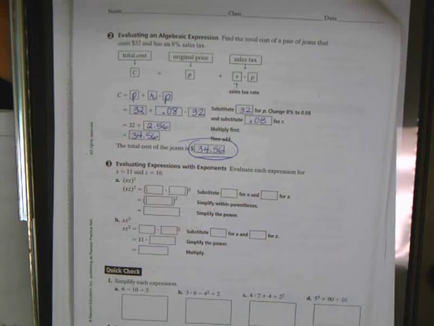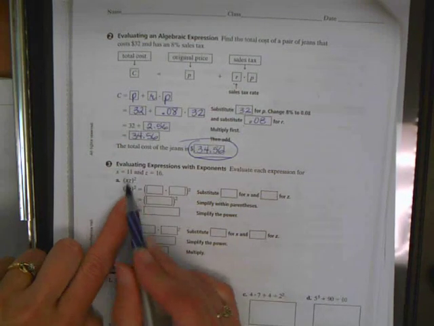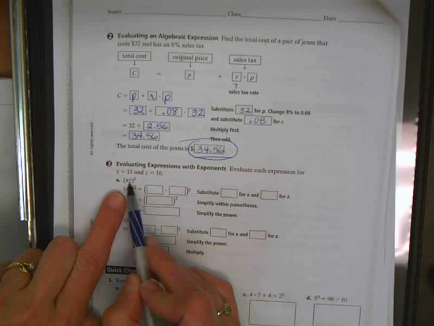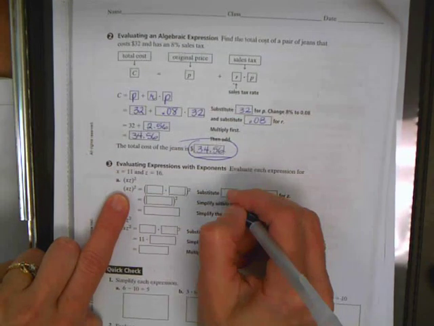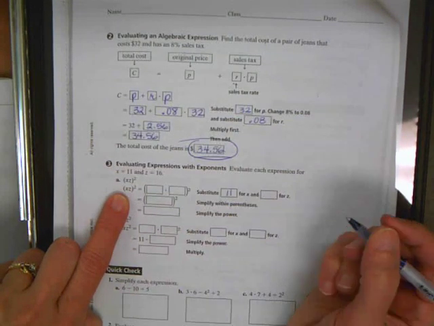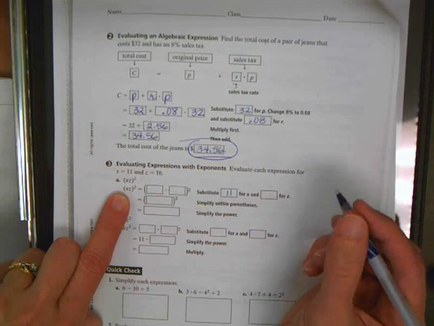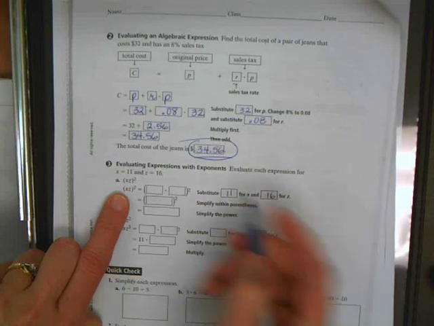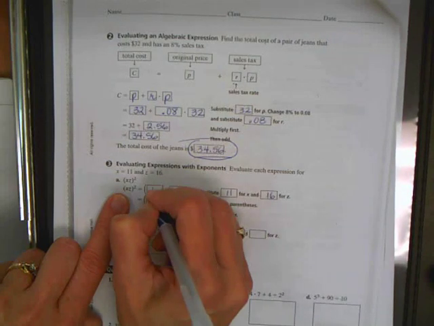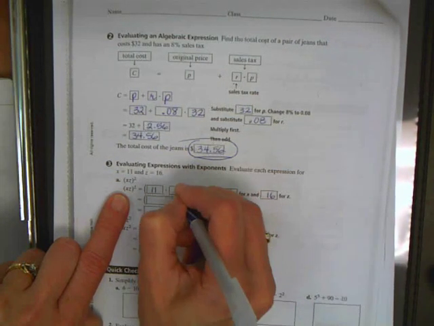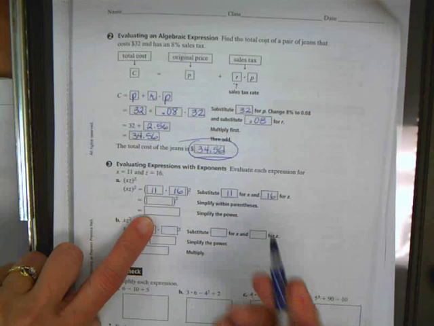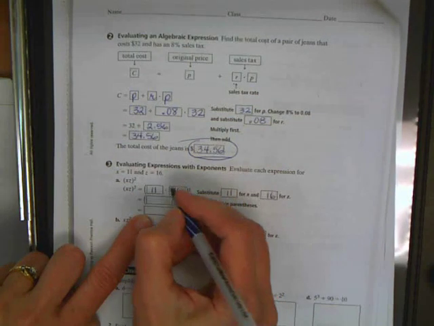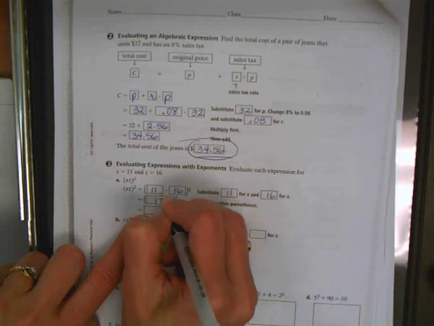Okay. Evaluate each expression for x equals 11 and z equals 16. So here I have the quantity x times z, squared. I'm going to substitute in 11 for x and 16 for z. You're told that right over here, so go ahead and substitute it over here. When I multiply 11 times 16, I get 176.